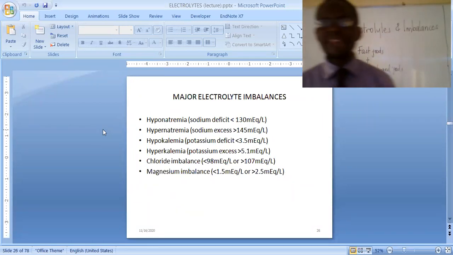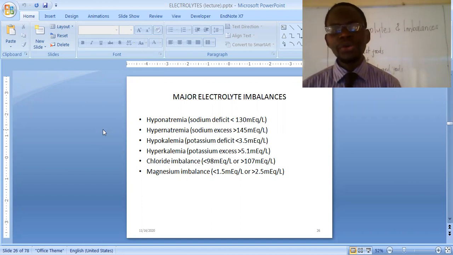Now, these are the major electrolyte imbalances that you're going to come across, and it is either a hyper or a hypo.